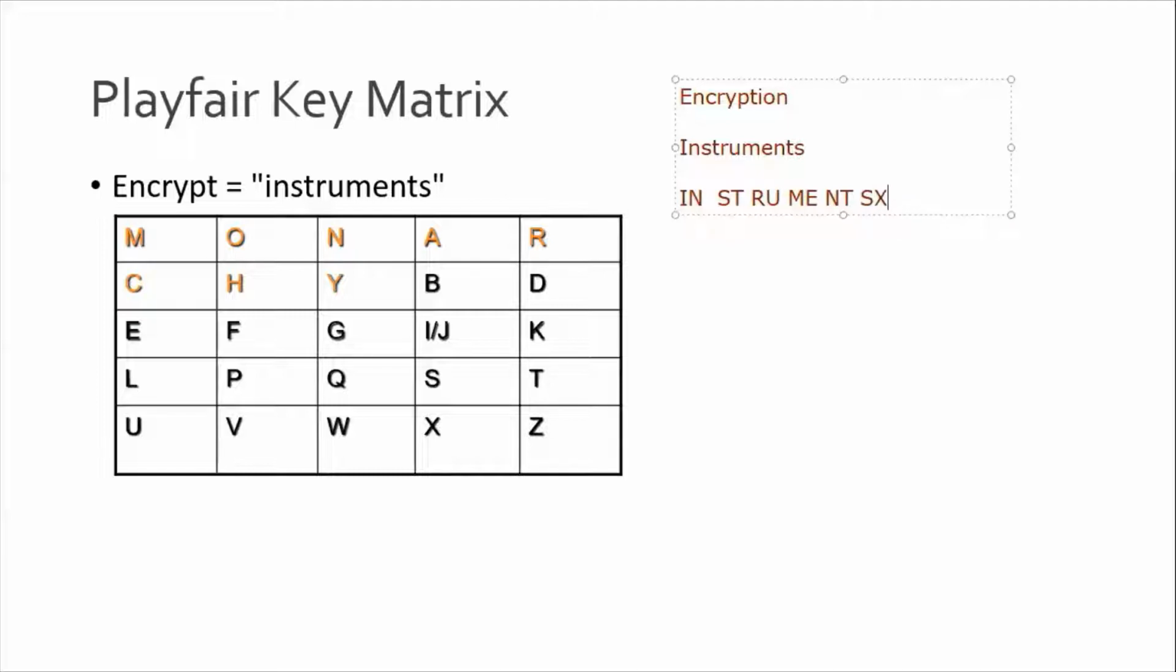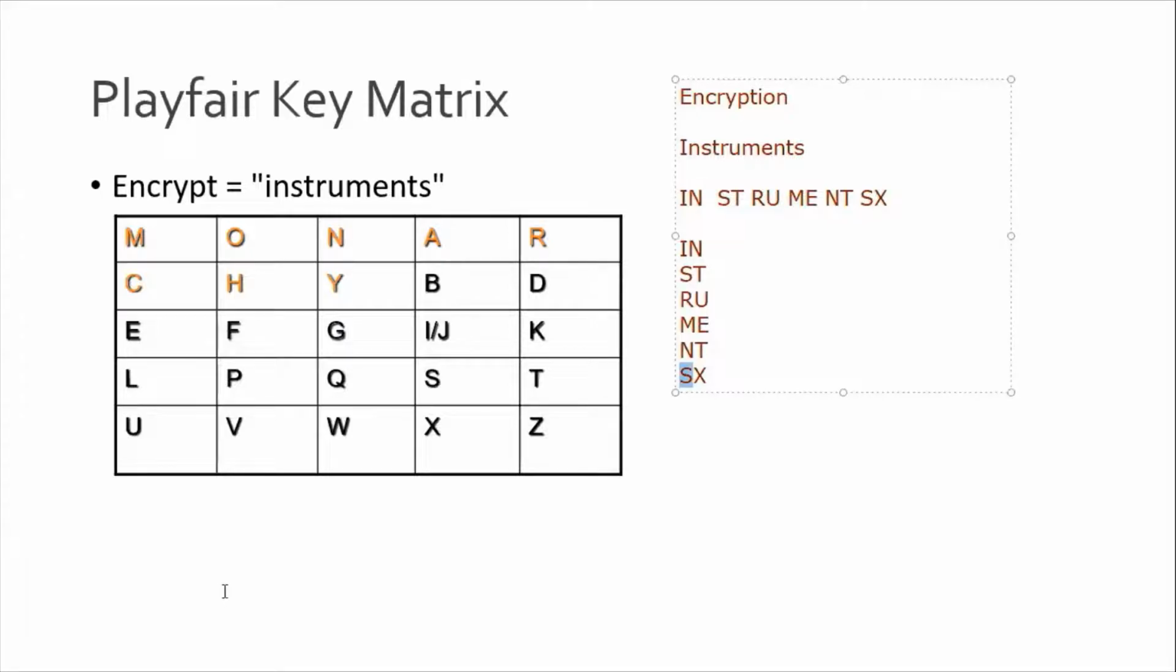So now we have IN, ST, RU, ME, NT, and SX. Individually, we will see how we will encrypt this complete scheme. So first, keep in mind that this is polyalphabetic cryptography, and we are not doing one-to-one substitution, we are doing one-to-many substitution. So we will see here that if we are using S here and S here, at both times the S will have a different interpretation and different character.